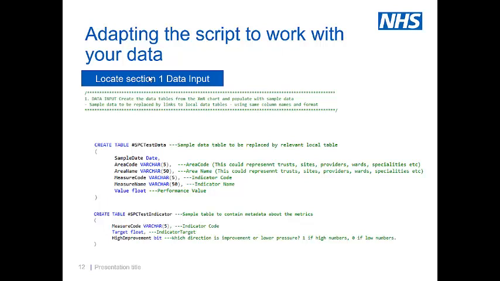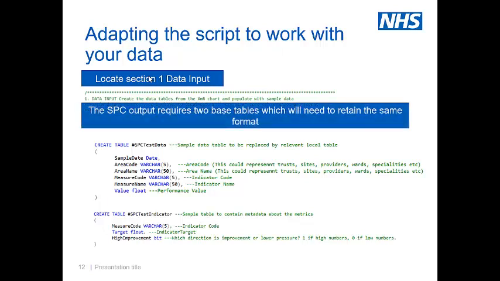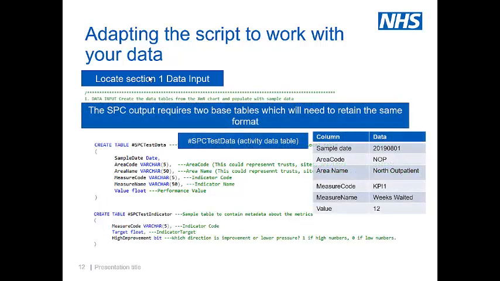And to do that, you need to locate section 1, which is the data input section. And there will be 2 base tables in that section. One will be a data table, and this will cover the following attributes: a date field, an area code or an area name. Now, this could even be trusts, this could be regions, this could be specialties, this could be ward, any area division that you're interested in.